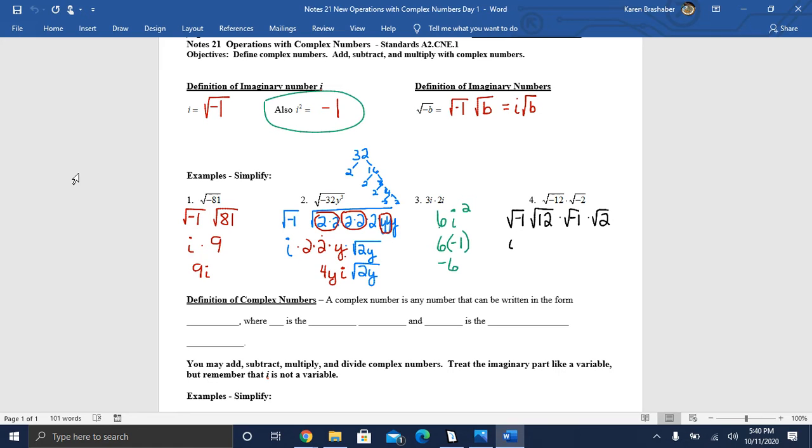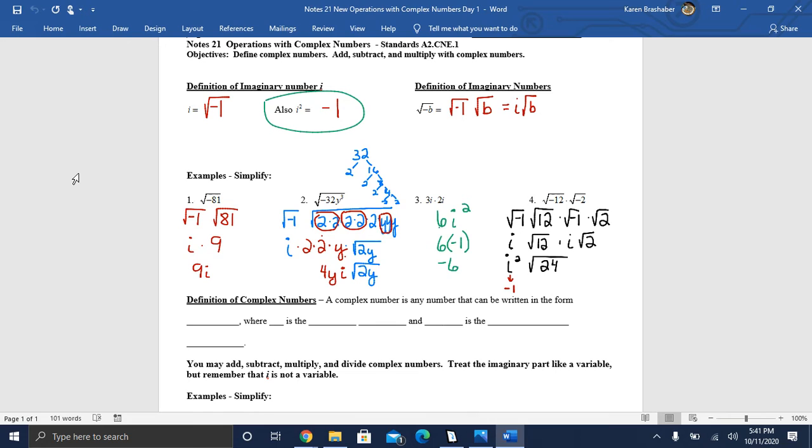The square root of -1 will be i, and so we'll have i times the square root of 12 times i times the square root of 2. And now we'll start multiplying things together. For example, the i times the i becomes i squared. And then we can multiply together the 12 and the 2, so 12 times 2 inside the square root would become 24. Now, i squared, just like our last problem, becomes -1.